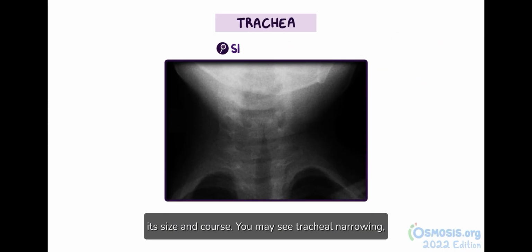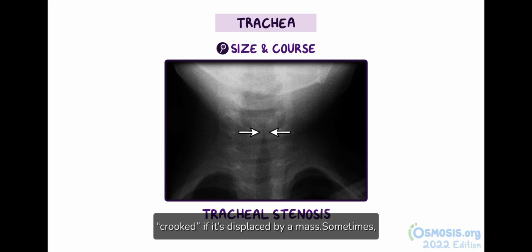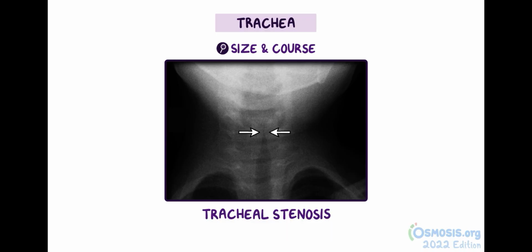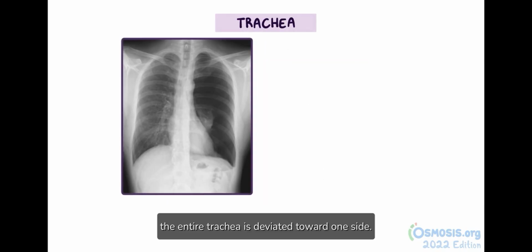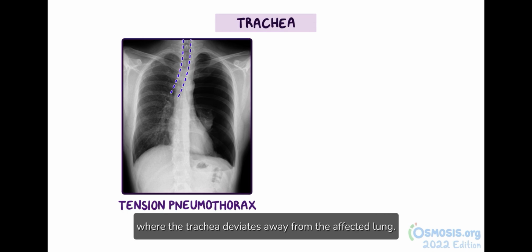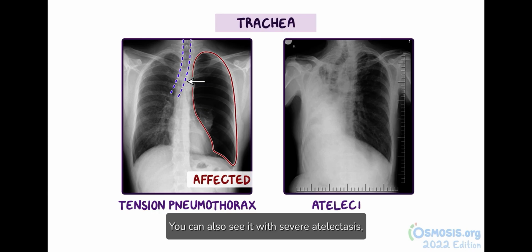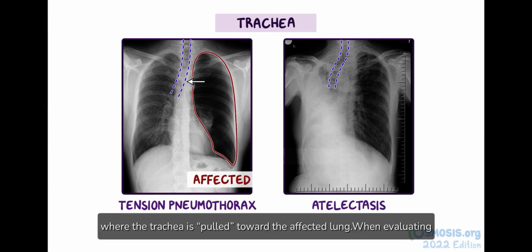Next, let's talk about the trachea. You want to look at its size and course. You may see tracheal narrowing, also known as tracheal stenosis. The trachea may also appear crooked if it's displaced by a mass. Sometimes the entire trachea is deviated toward one side. This can be seen with a tension pneumothorax, where the trachea deviates away from the affected lung. You can also see it with severe atelectasis, where the trachea is pulled toward the affected lung.